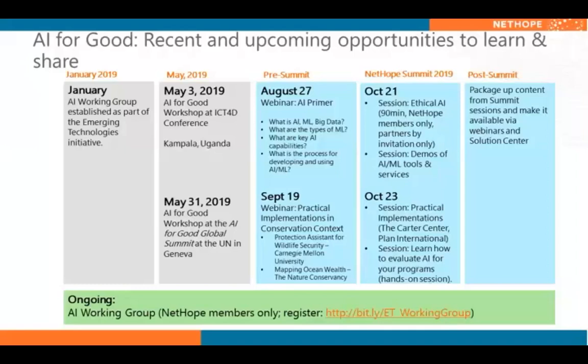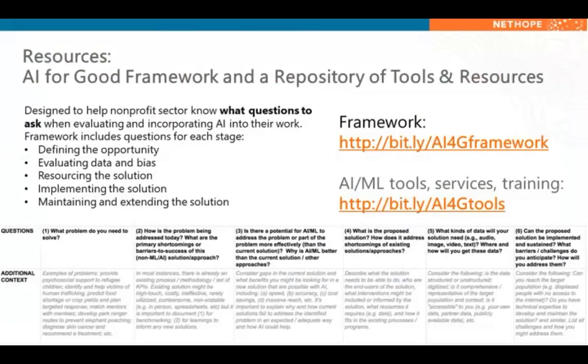But for those of you who won't be joining us at the summit, we'll package up summit content and the key takeaways and share them via webinars and also on the NetHope Solutions Center. So briefly, in terms of some of the resources that are currently available, I want to just highlight two resources that were developed over the past few months in collaboration with NetHope members and a number of partners like USAID, MIT, Microsoft, IBM, and others.